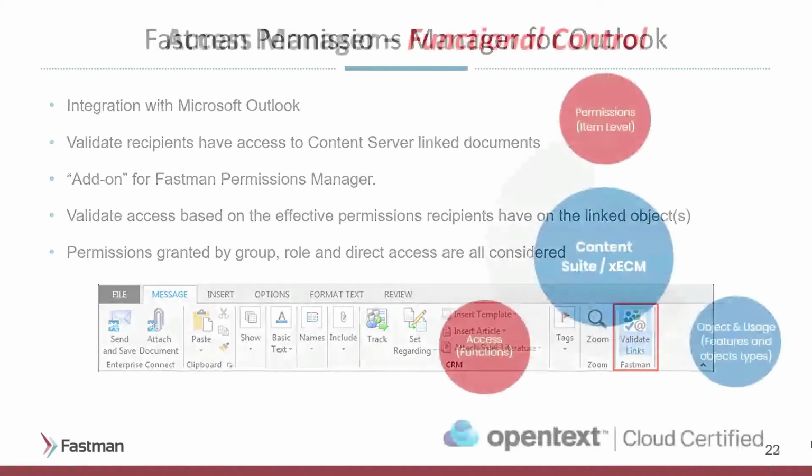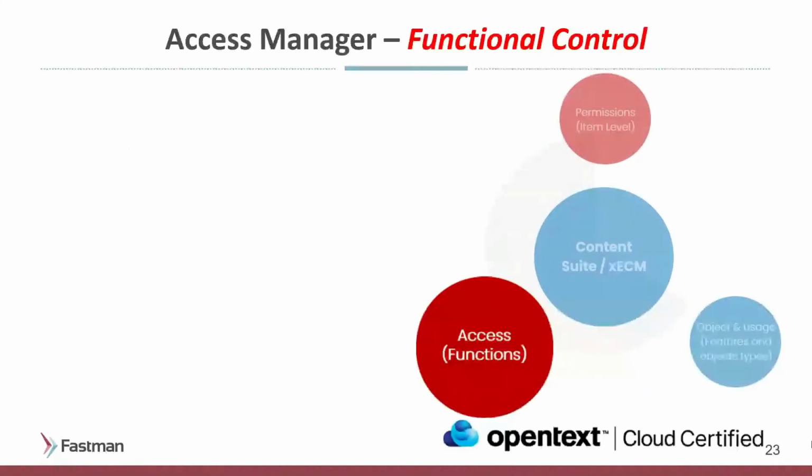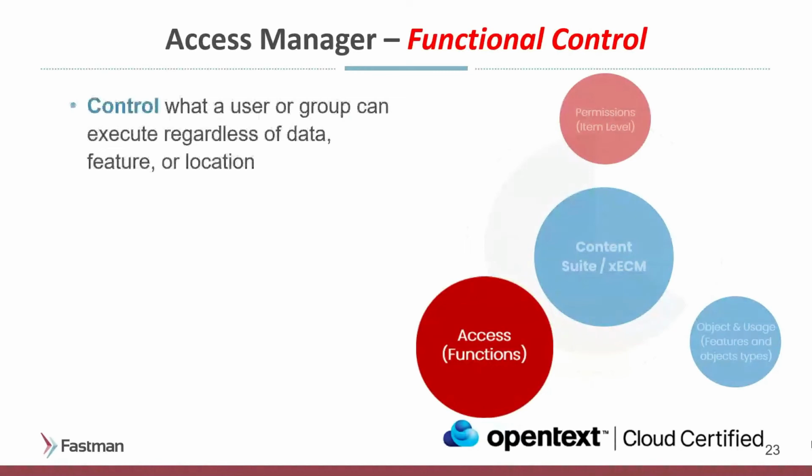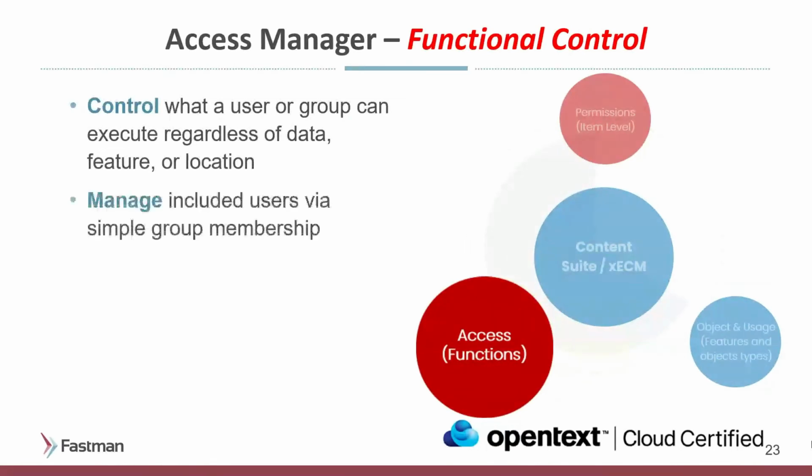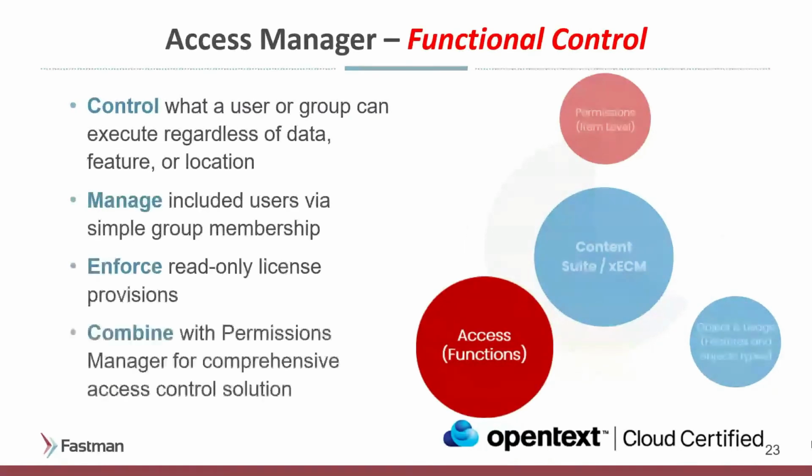The second thing we're going to talk about here, the next part, is access control. Remember, we talked before about functional control. So we're talking about the ability to limit who can do certain functions regardless of location. And we use read-only access as an example. I'll just build this out. So we're controlling what they can do regardless of data, feature, or location.